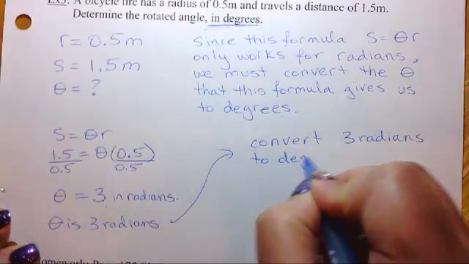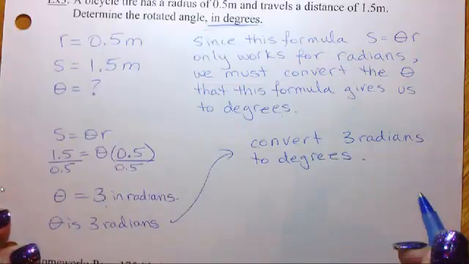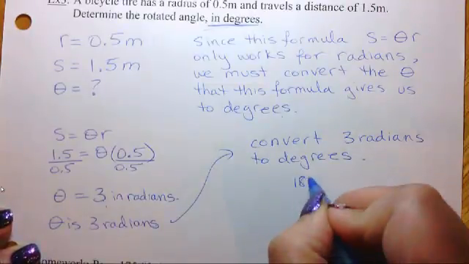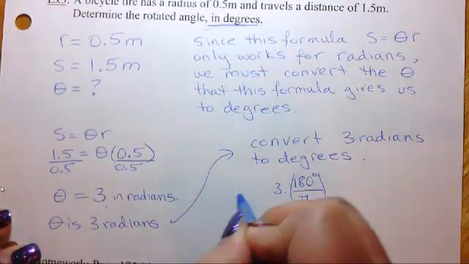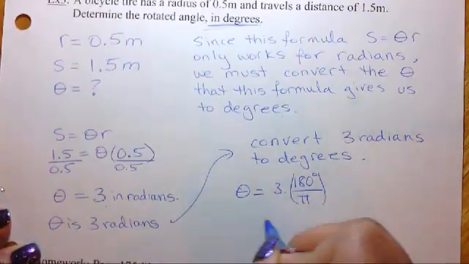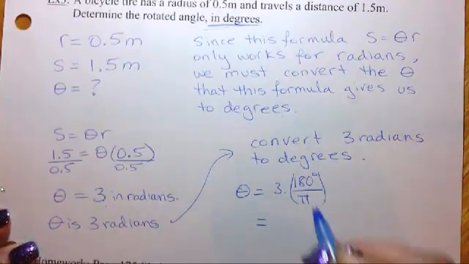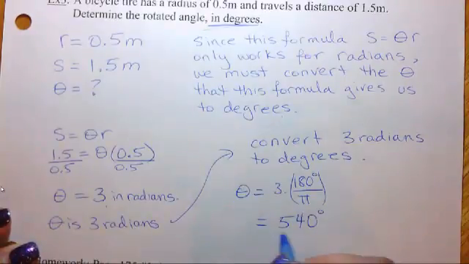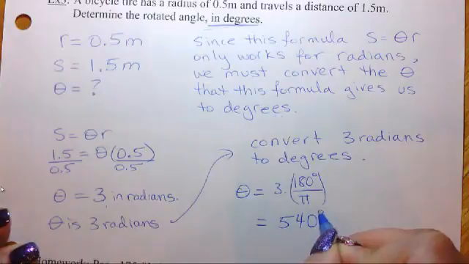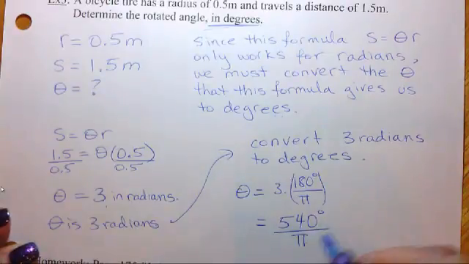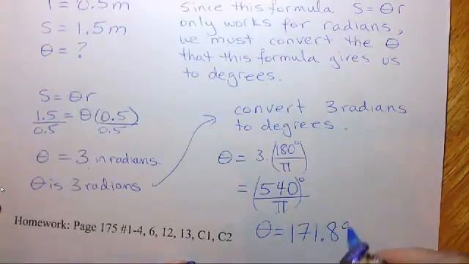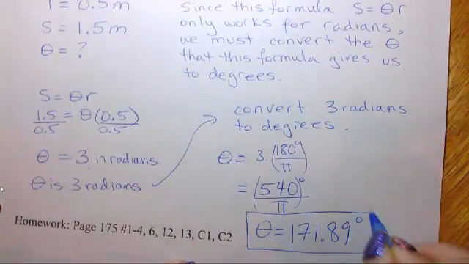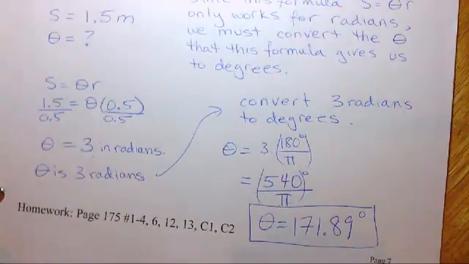to degrees. So we're going to use what we did on the previous page. Well, we want degrees, so I'm going to keep degrees on the top, write my ratio, and multiply it by 3. So that's my theta. There's my equation. And solve. So 3 times 180 is 540 over pi degrees. And theta ends up being 171.89 degrees. So this is what my final answer should be.